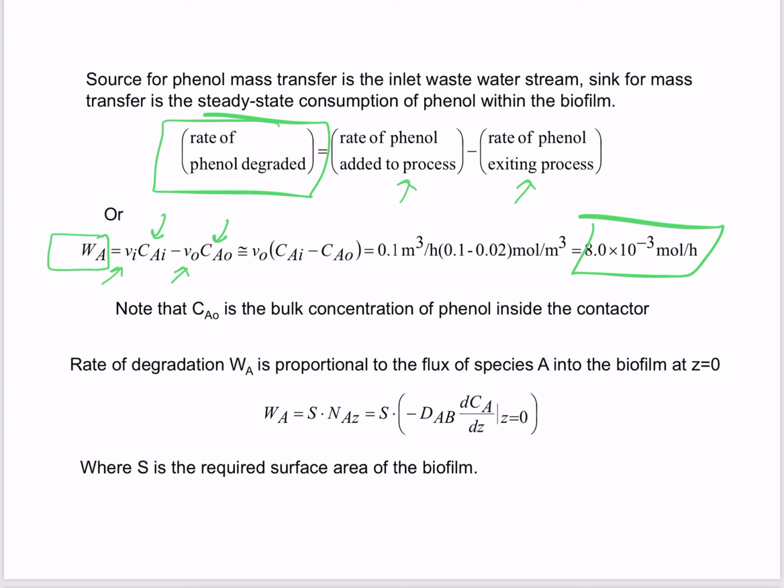Okay, this rate we can also relate to the surface area times the molar flux. So here's the surface area, and this is our molar flux at the surface of the film. And we skip that by the definition of what the molar flux is. Right. So what we want is the surface area.